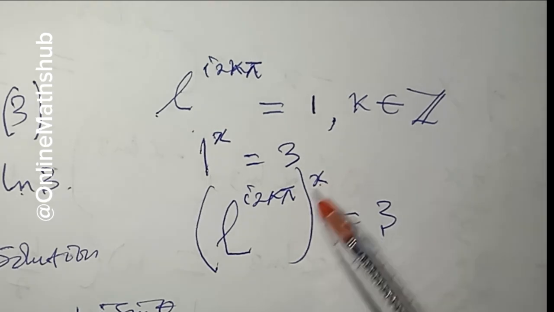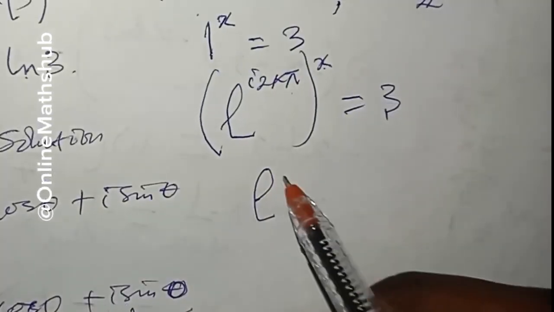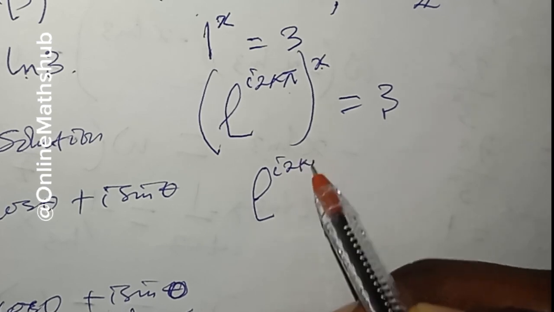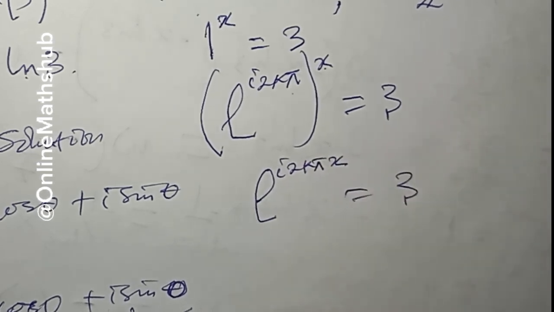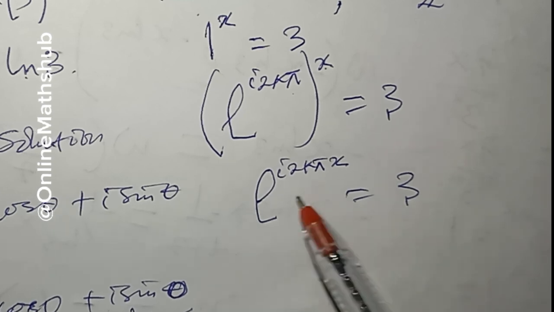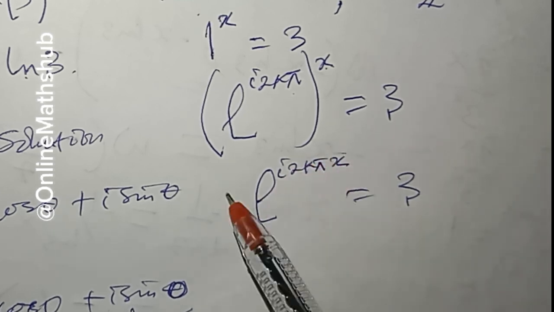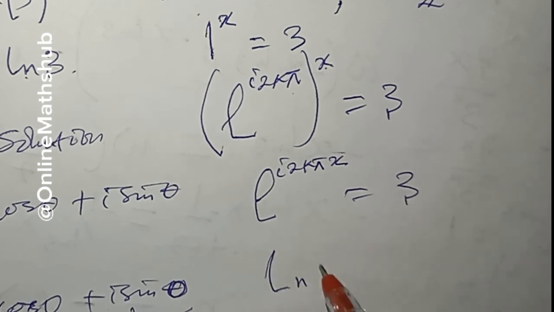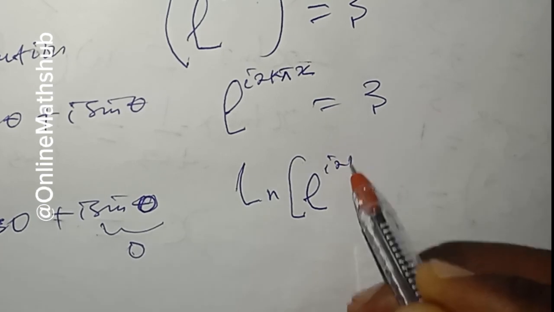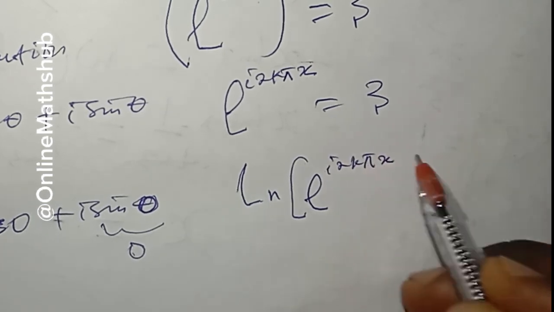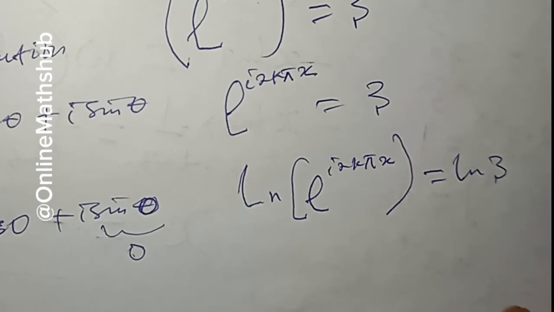We can use this x to multiply the stuff we have right here, and if we do that, we're going to have exponential i 2k pi x is equal to 3. Like we've always done, we're going to take the natural log of both sides so that we can bring all of this stuff down. So we have the natural log of exponential i 2k pi x equal to the natural log of 3.